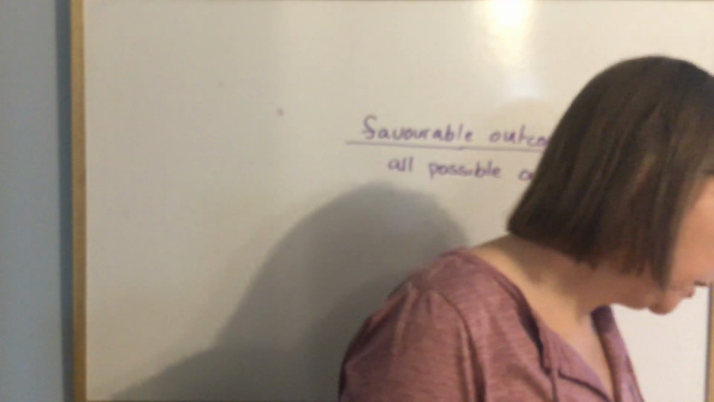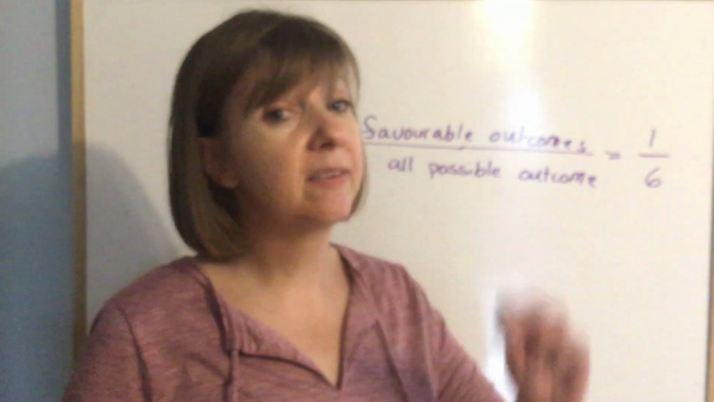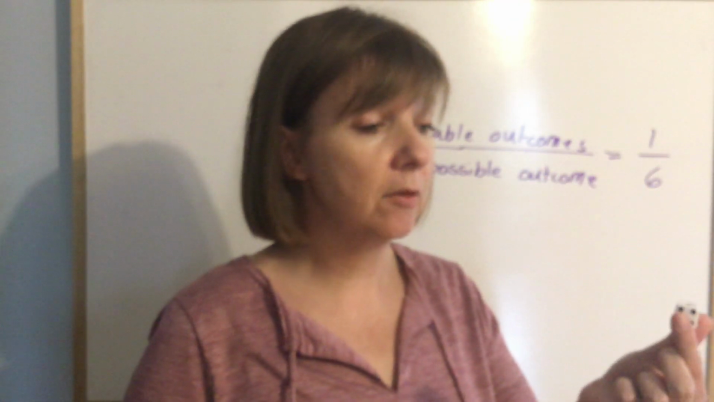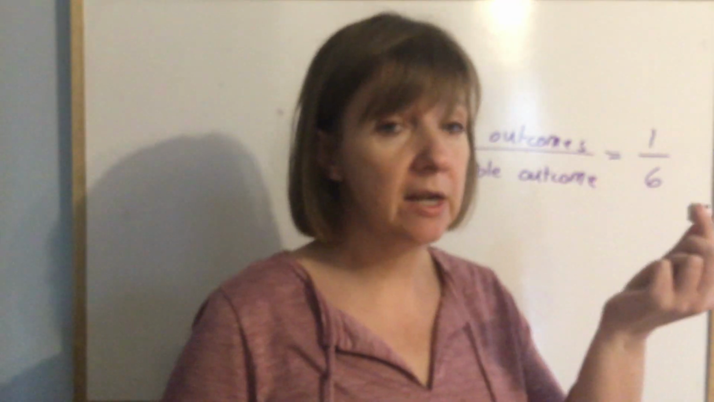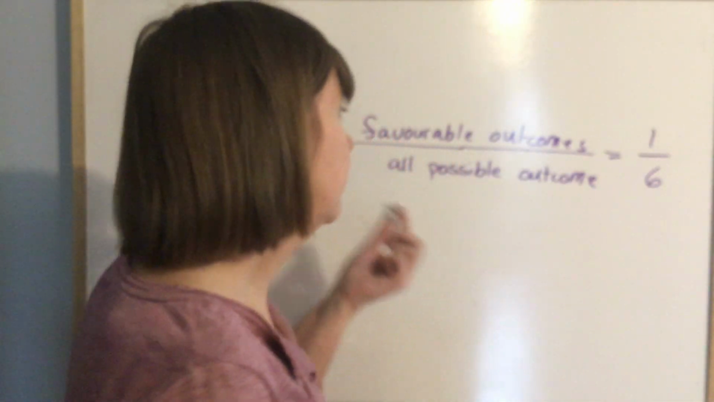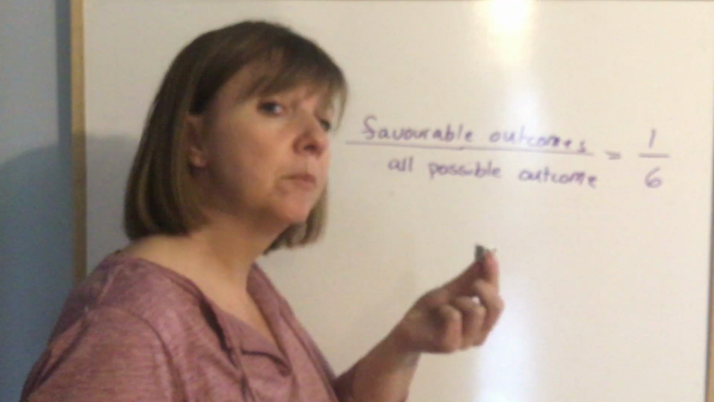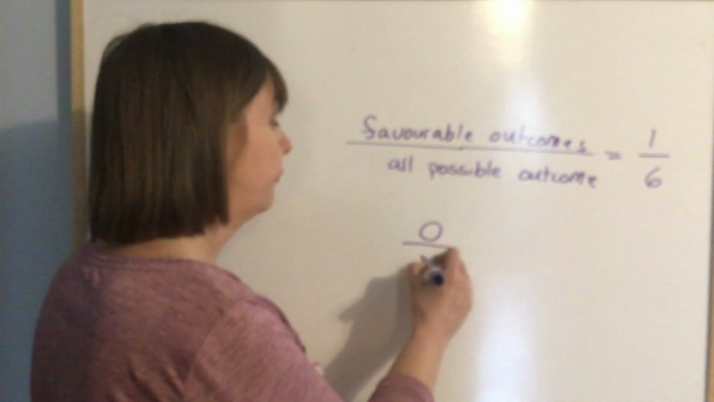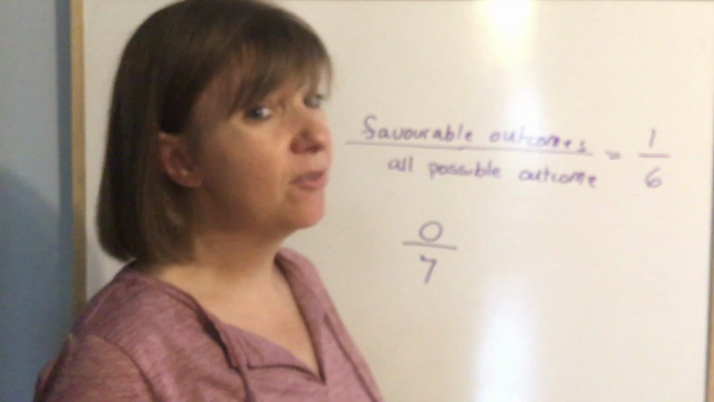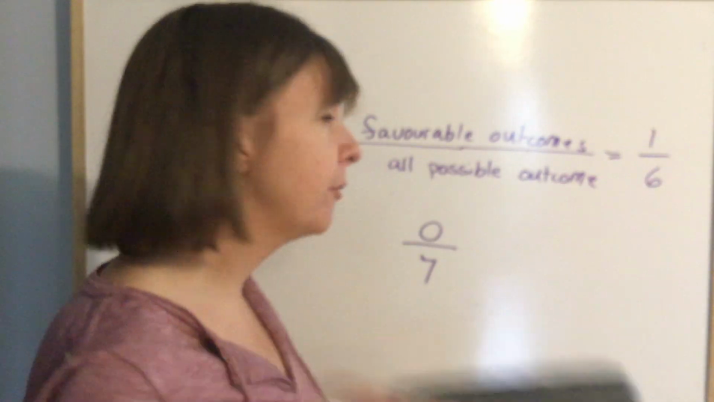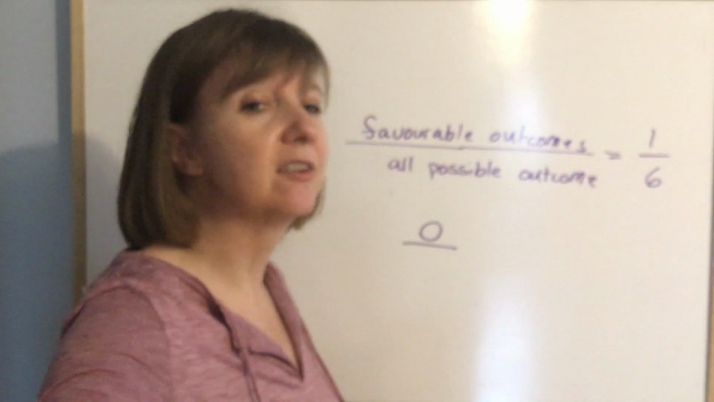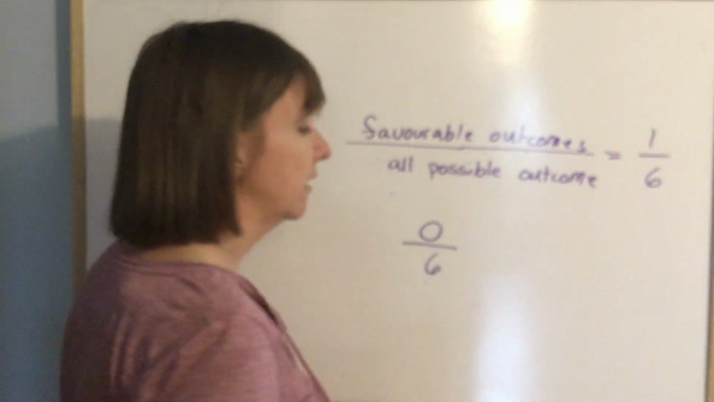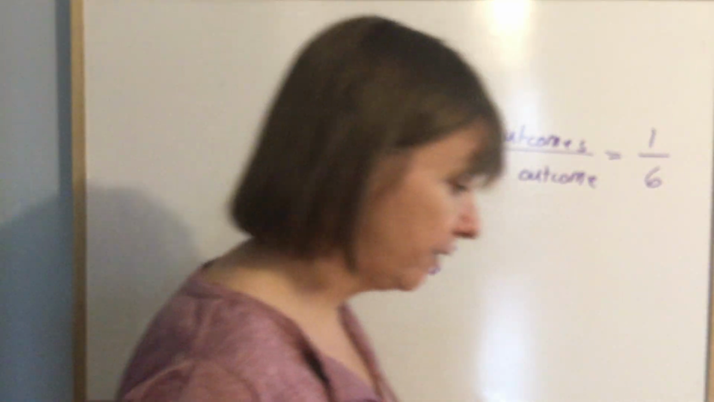What is the probability that the number I roll is divisible by 7? In other words, I could divide the number that I get by 7. Well, there aren't any numbers on a die that are divisible by 7. So there are no favorable outcomes. So I have a 0. I don't know why I put 7. So I have a 0 out of 6 chance of getting one that is divisible by 7.